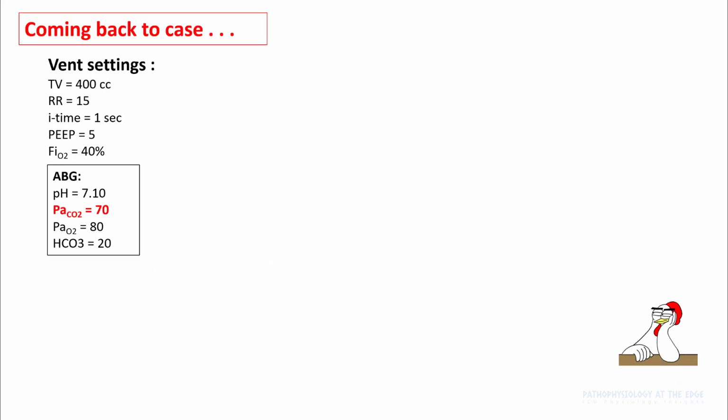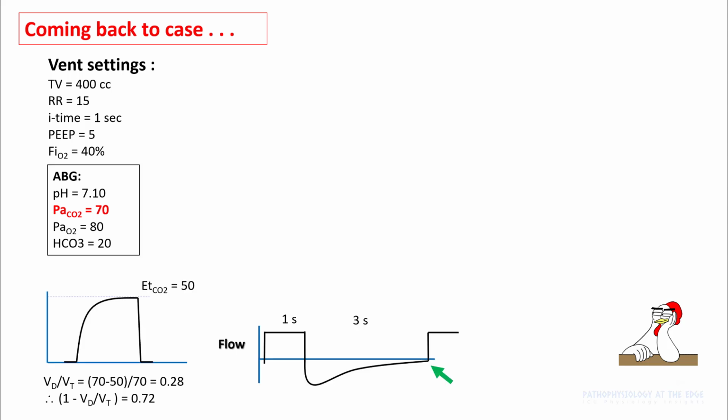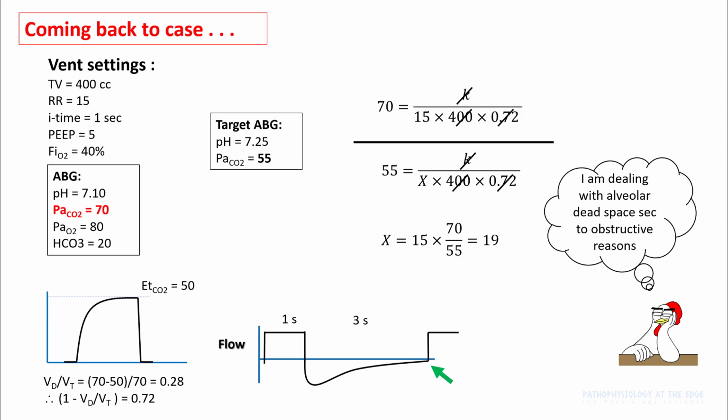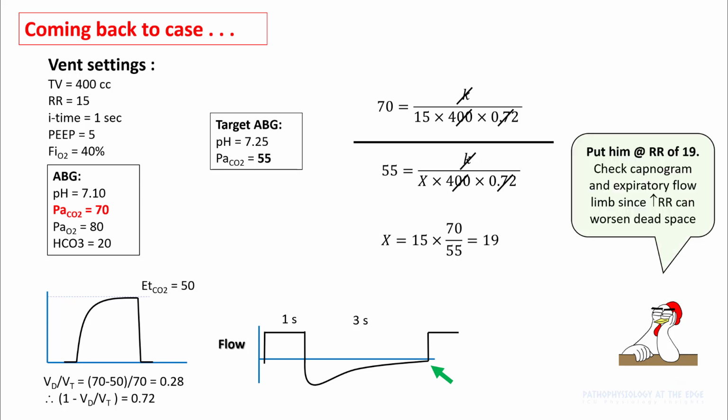So coming back to the case, after putting the vent settings and looking at your ABG, always look at your capnogram. Looking at your capnogram, you'll find that your VD/VT is 0.8. And if you look at your flow time scalar, you see that your flow waveform is not reaching baseline. So you are possibly dealing with a patient with alveolar dead space secondary to obstructive regions. Let's target our ABG to a pH of 7.25 and PaCO2 to 55. And we calculate that your rate should be around 19. So we put him on the rate of 19.